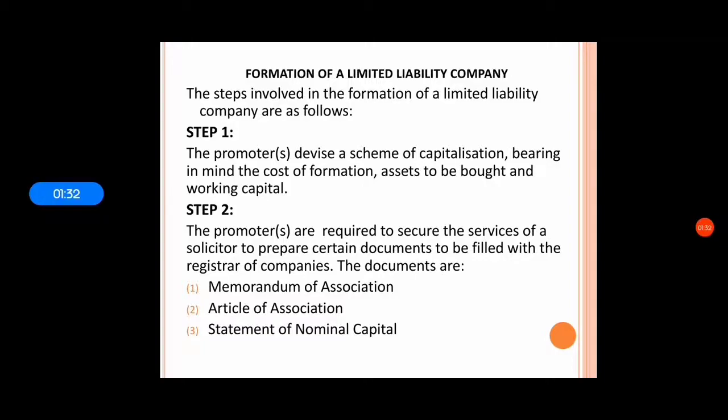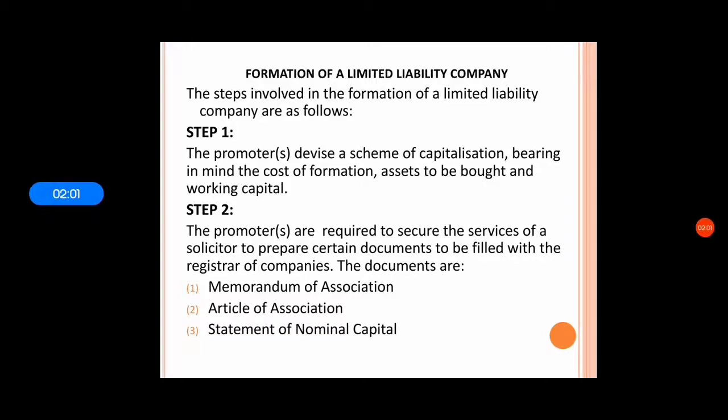Step 1. The promoters devise a scheme of capitalization bearing in mind the cost of formation, assets to be bought, and working capital. The promoter is a person who originates the idea for formation of a company. So he looks for the capital, what it will cost them, the assets they need, and the cash they need to keep the business running.